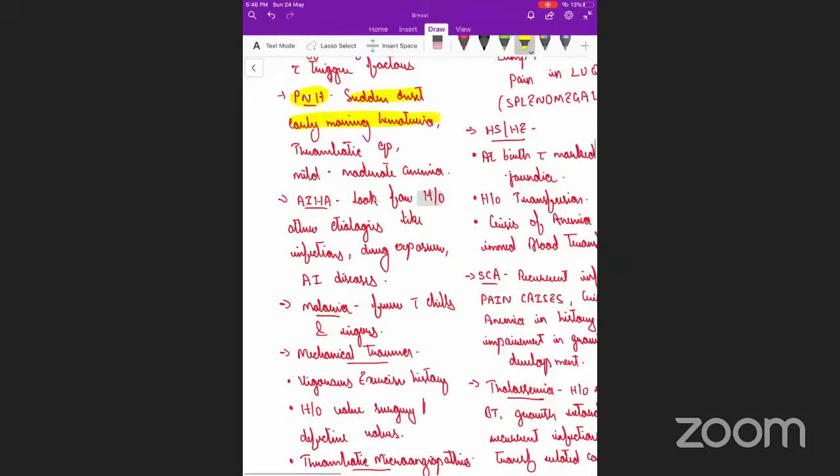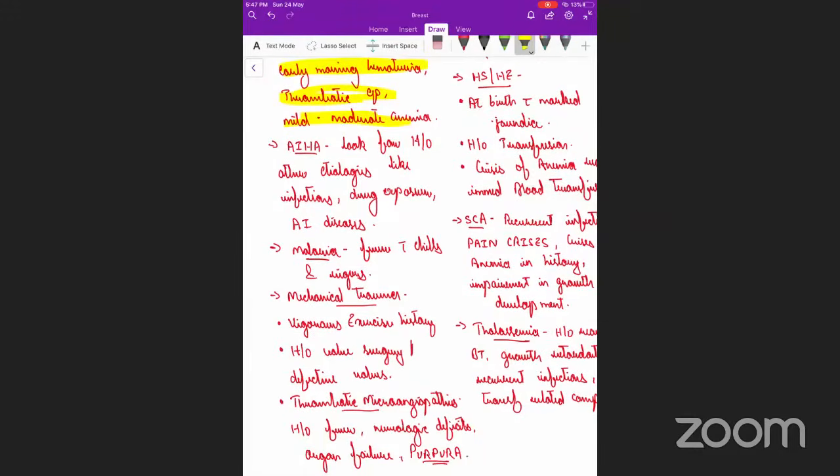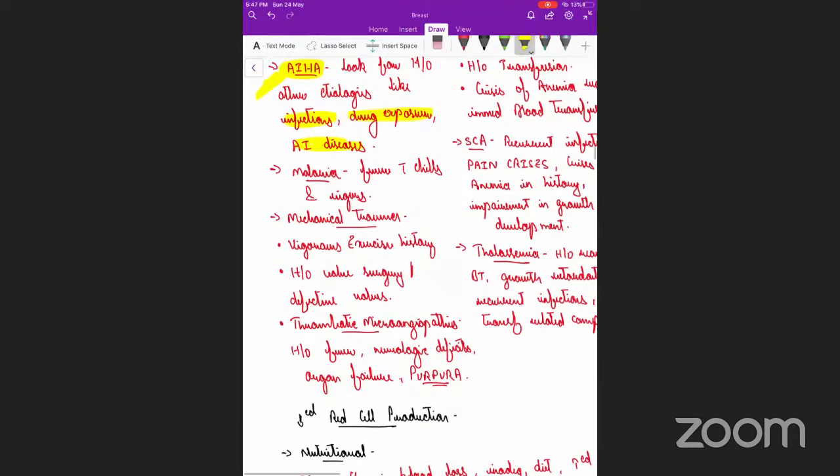Next, in PNH there will be other thrombotic episodes also. Certain thrombotic episodes will be there. And mild to moderate anemia will be there. There will be pancytopenia. So approach to pancytopenia itself is totally different. That we'll deal with in our further sessions. In some different session, we'll deal with that. Then it can be autoimmune hemolytic anemia. Again, a very important cause. In this, we'll rule out other etiologies, like infections, drug exposure, autoimmune diseases. We'll discuss this in detail in our further sessions.